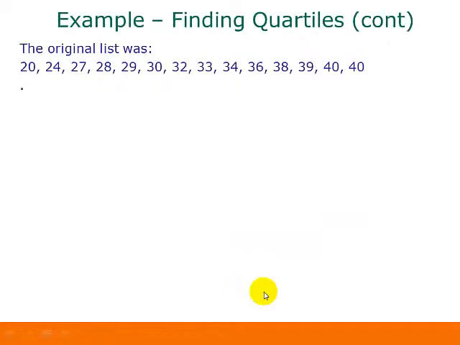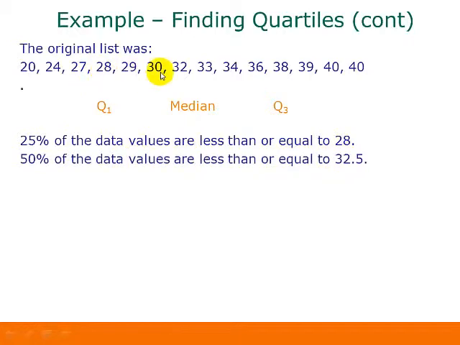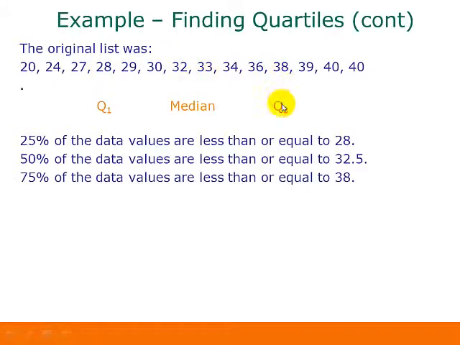Now again, here was our original list. Our Q1 was 28. Our median was 32.5, so halfway between those two. And our Q3 is 38. So what we're saying is that 25% of the data values are less than or equal to 28. 50% of the data values are less than or equal to 32.5. 75% of the data values are less than or equal to 38.